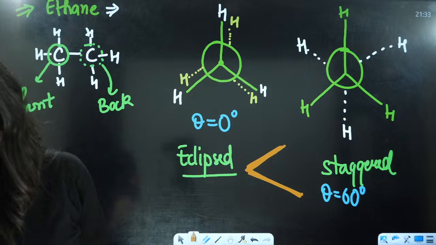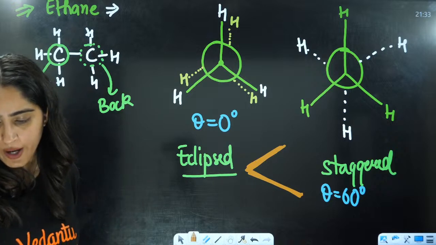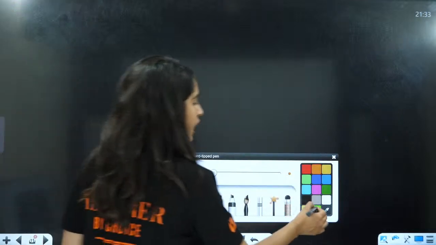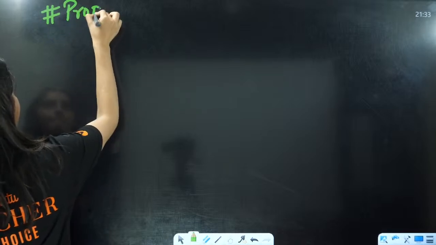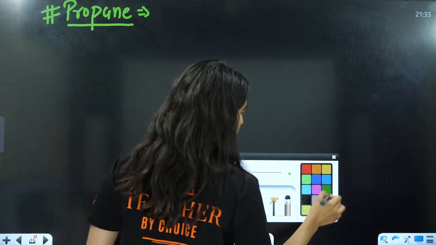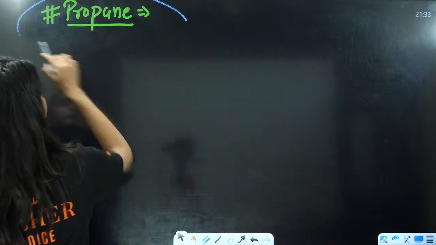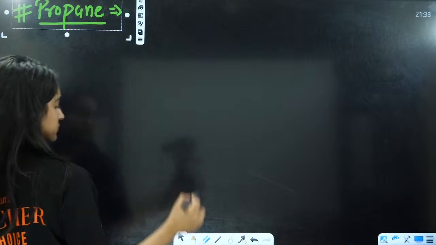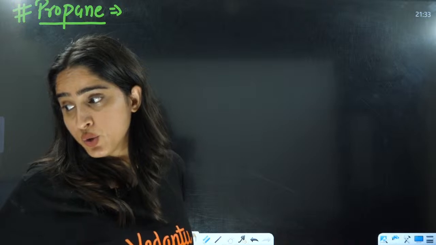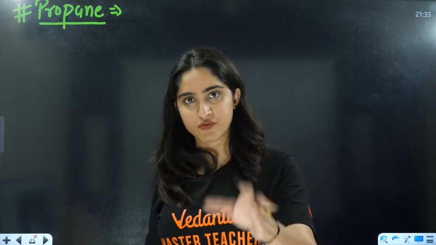Now let us draw it for propane. See, for propane, what are we going to do? Any other angle, ma'am? Always eclipsed at 0 degrees? This is what they have told you.